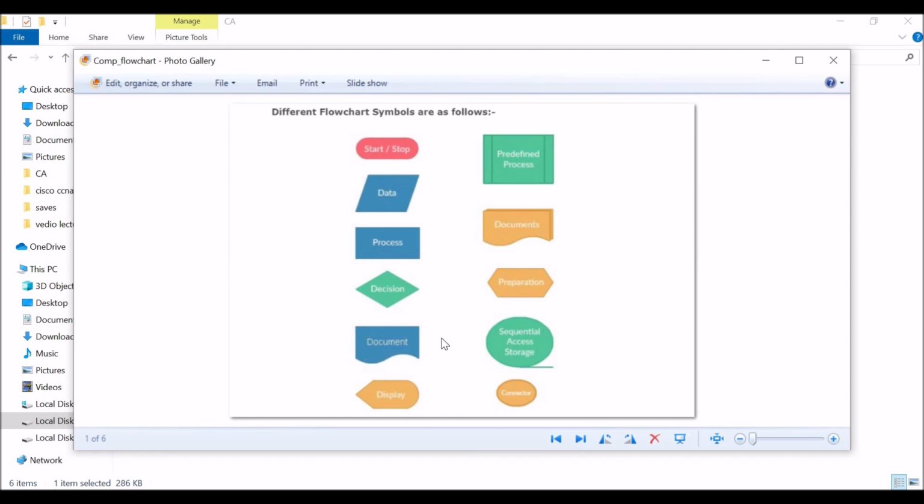Fourth is document. This is the symbol for the document. This is display. This is a predefined process which has already been done and has to be given into the system in such a state. This is preparation, sequential access storage, and this is connector. We use this to connect something. Sequential access storage is storage which has to be formed in a sequence. These are very rarely used. Majorly the left side portion, the left list, has to be used.